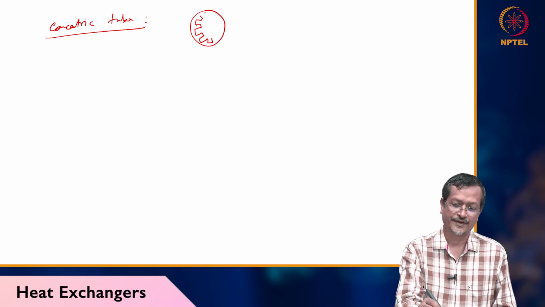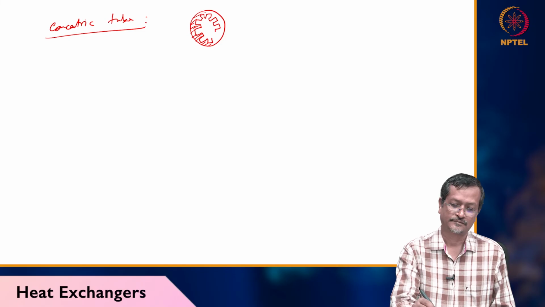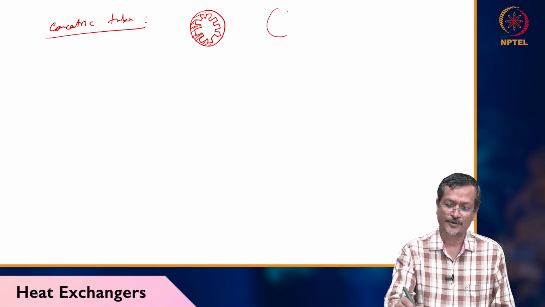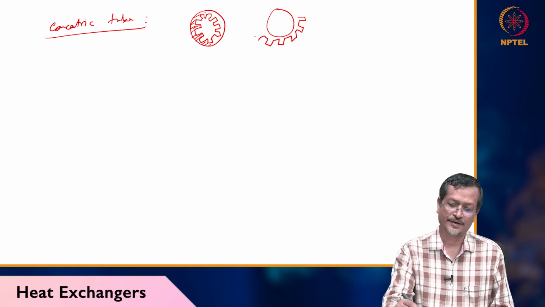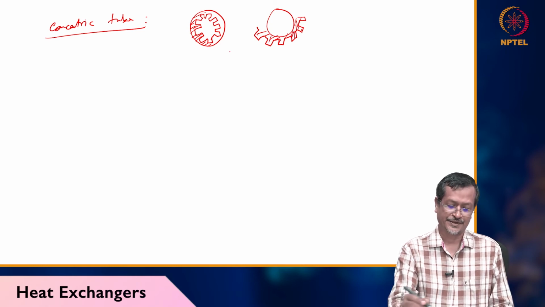Okay, inside fin will be there. Okay, in some cases, so you can draw completely. But in some cases, the heat exchanger can be looking like this. Pipe outside, lots of fins will be there, so that you are increasing surface area, and you are increasing heat transfer rate.